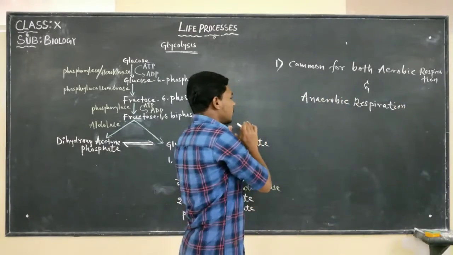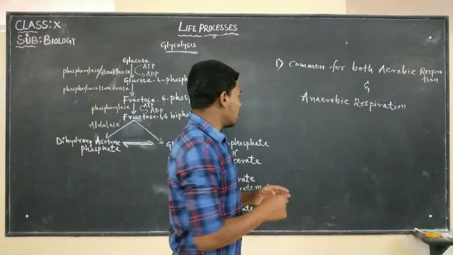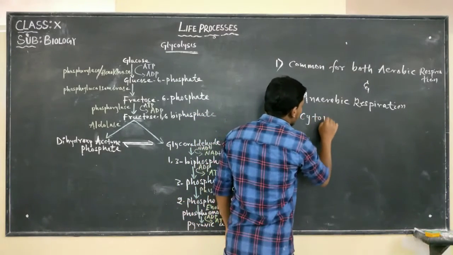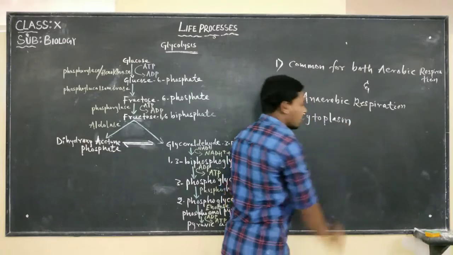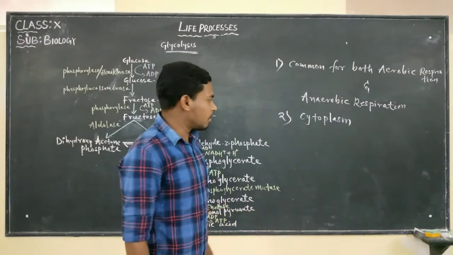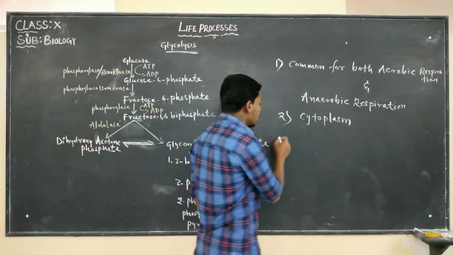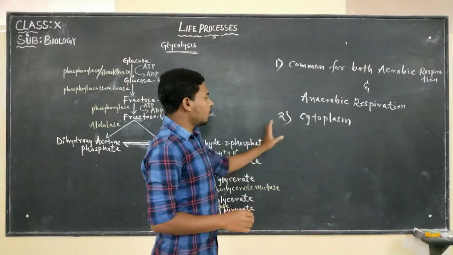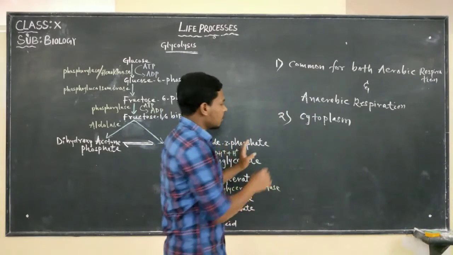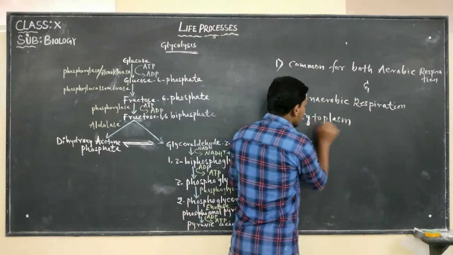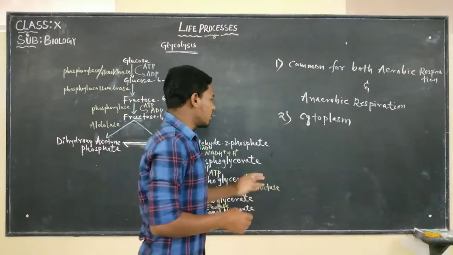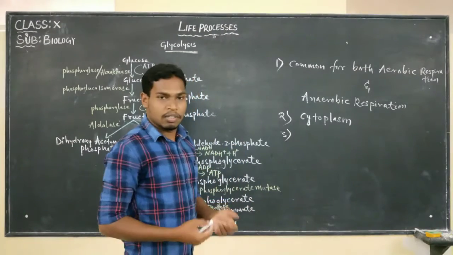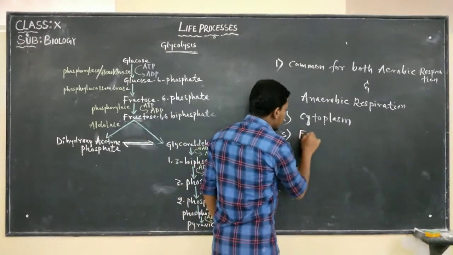And the site where glycolysis takes place is the cytoplasm. The first step of aerobic and anaerobic respiration is glycolysis, so first it takes place in the cytoplasm. And this glycolysis is also known as the EMP pathway.